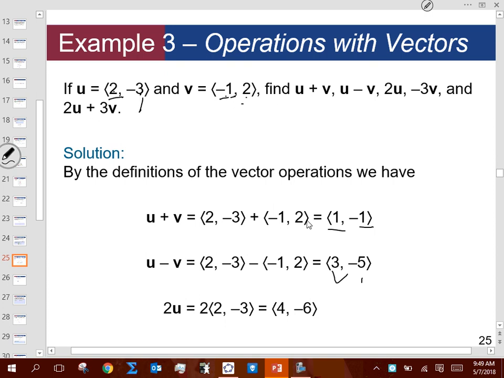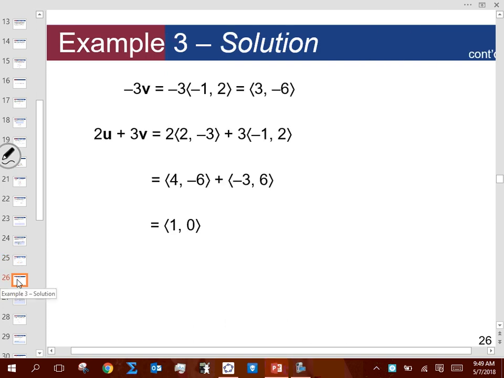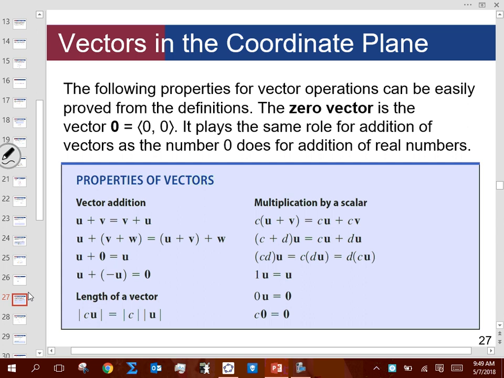Is that okay? So the algebra hopefully expedites the process of finding resultants, and it bypasses the tip-to-tail procedure. These are all the properties then that exist. Okay, U plus V equals V plus U. All that is a commutative property.